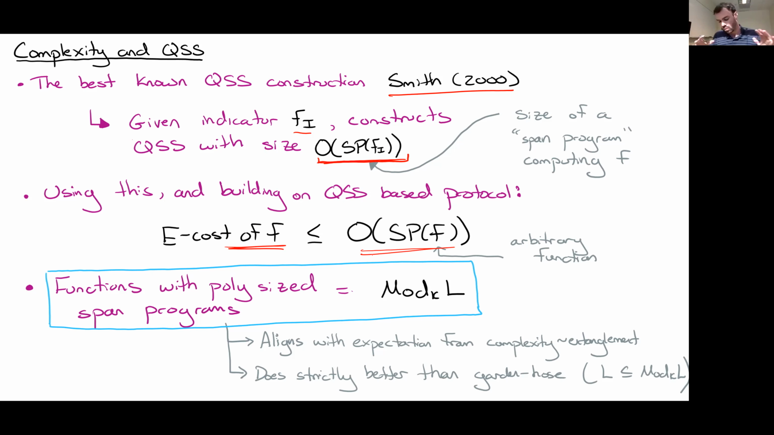We're interested in which functions I can do this for using polynomial entanglement. It turns out that functions with poly-size span programs are exactly the complexity class mod KL. That's one way to define mod KL, for instance. That fact does two things for us. One is that it brings this example into alignment with our expectation from the idea that complexity should control entanglement. Because we said, if complexity controls entanglement, we should be able to do at least the functions in mod KL. And in this example, we've seen that by introducing this new code-based protocol, we can get exactly that. Okay, so this is nice.